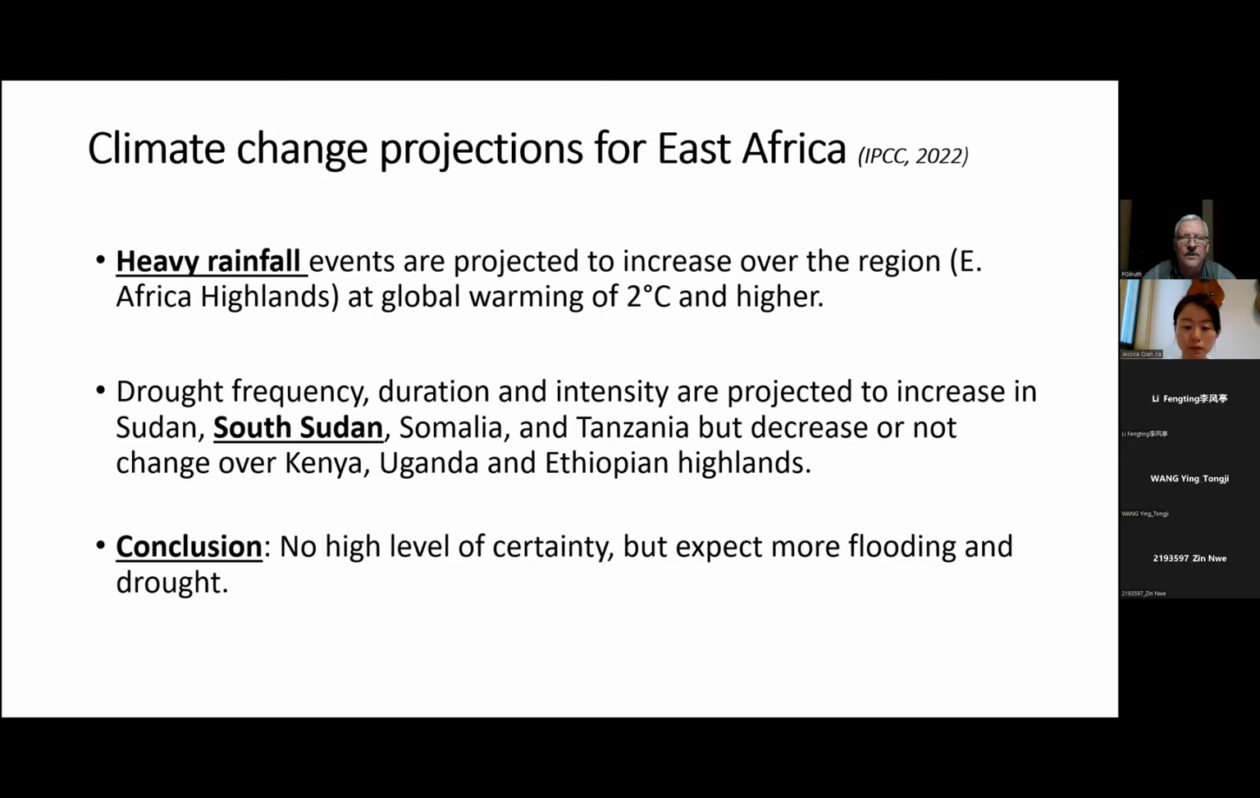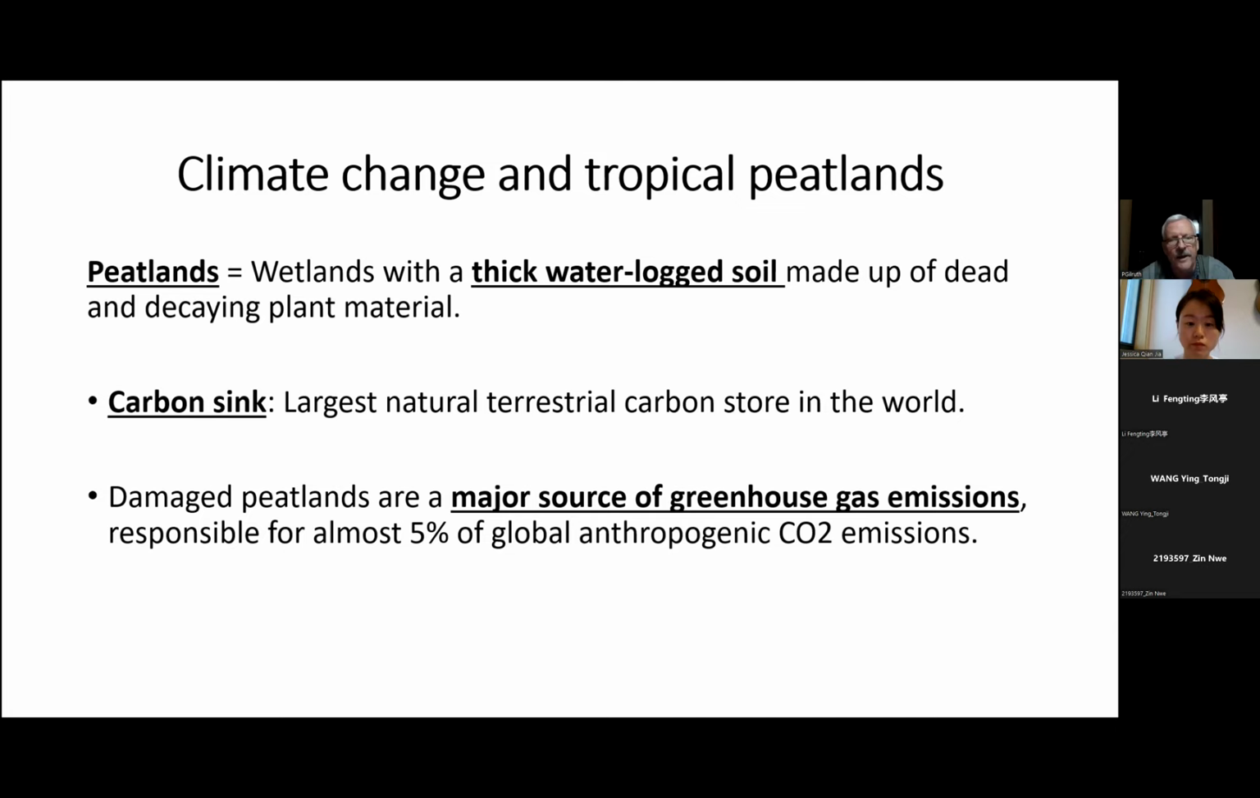So, going to the next slide, we need to talk a little bit about peatlands. Peatlands, as you know, are wetlands with thick waterlogged soil made up of dead and decaying plants. This is one of the major carbon sinks globally. Peatlands are one of the largest carbon stores in the world.